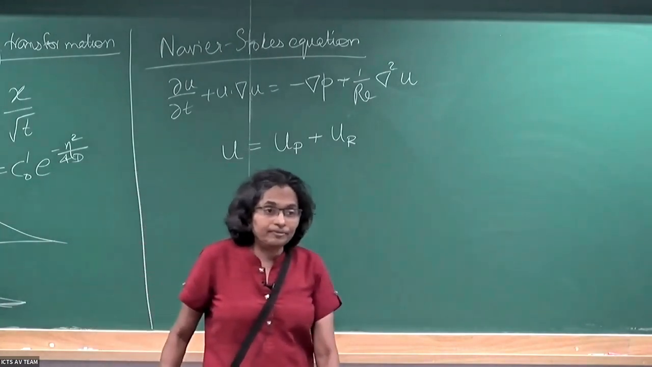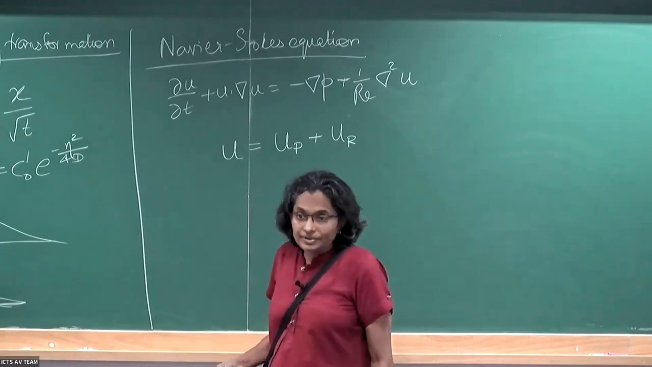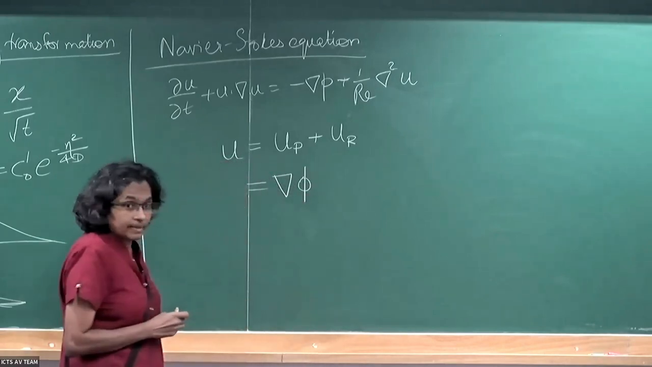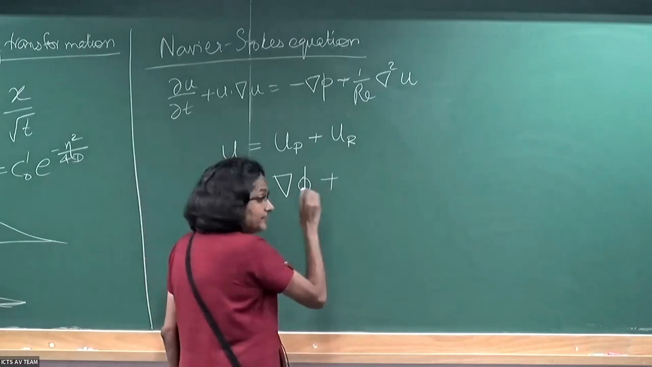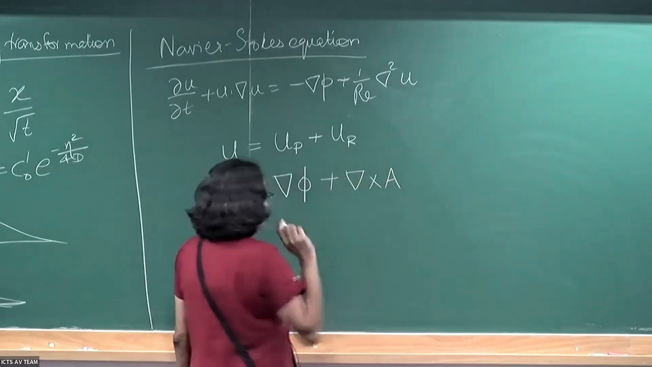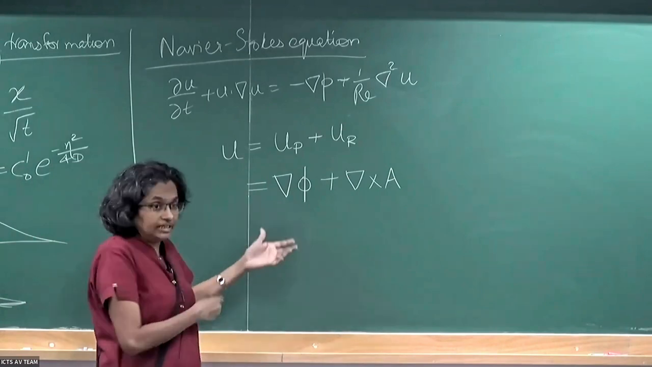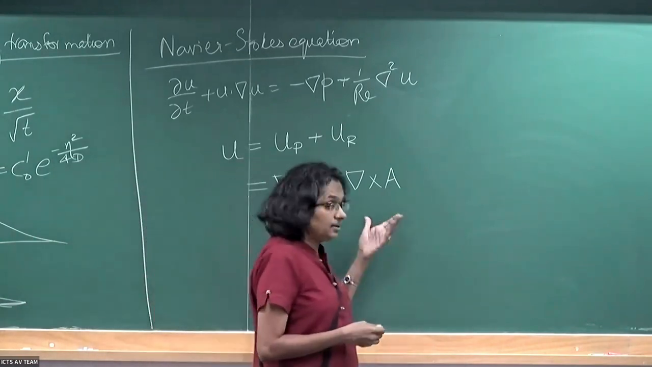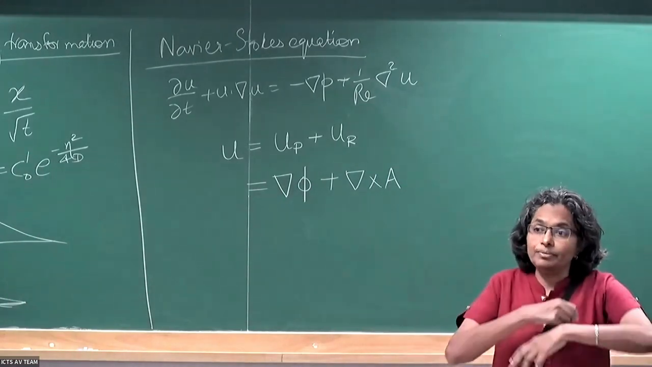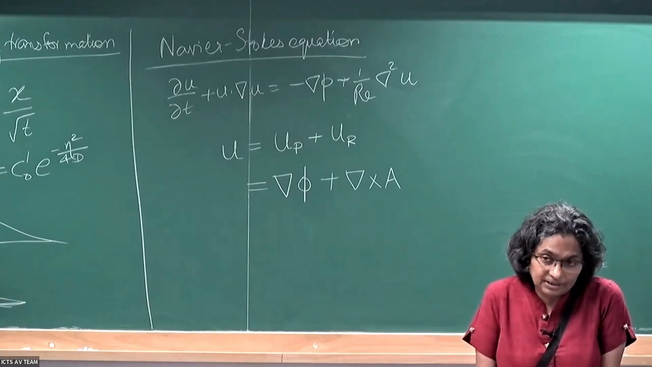How do we write a curl-free part? If something is curl-free, I can write it as a gradient of a scalar, right? So this I will call grad phi. And this part I can write as curl of something, del cross A. So this is my velocity. This part is called the potential flow, and this is the rotational flow. Suppose A was zero, then we would be in potential flow, and that's a very important class of flows which we're going to talk about just now.